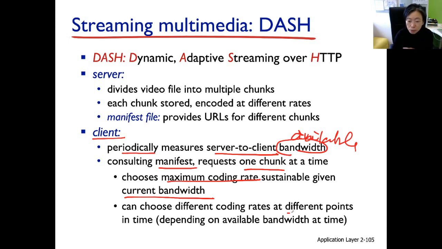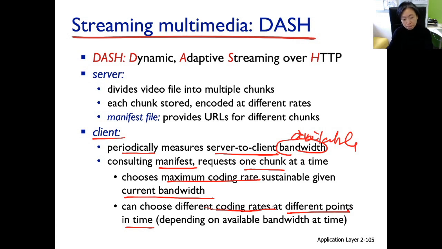And at different points in time, so periodically, the client does the measurement of the available bandwidth. If it gets back up again, then you pick a rate that's a little bit better. Otherwise, if the available bandwidth drops, pick the rate that is a little bit lower. All right, so you choose different coding rates depending on what the available bandwidth is at the given point in time.